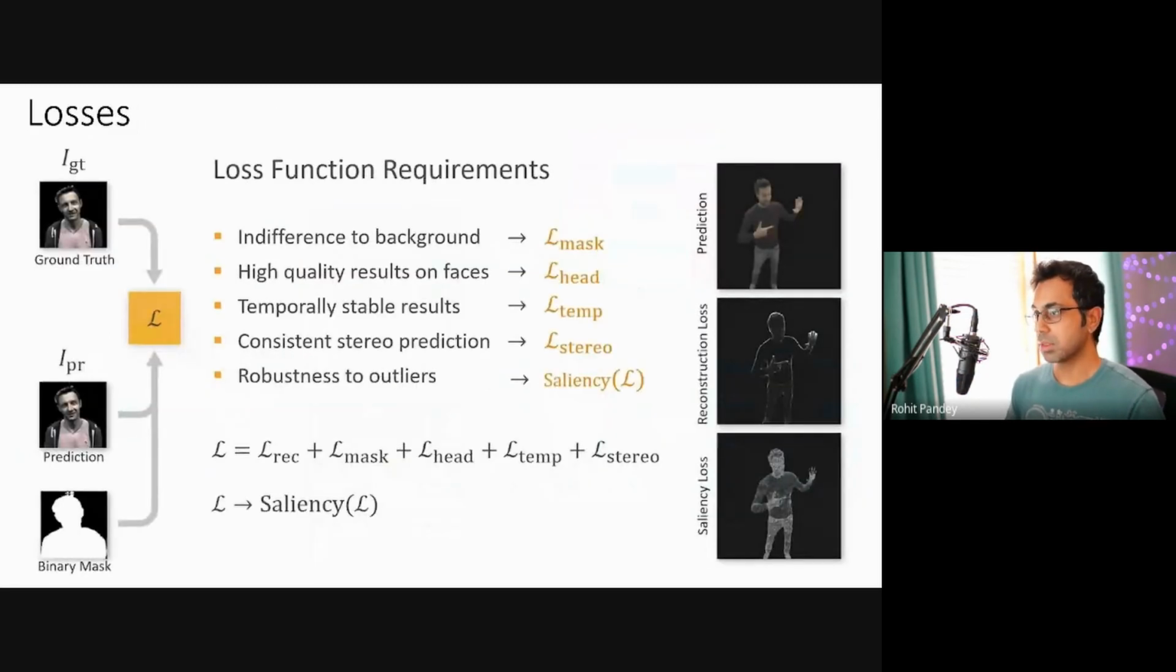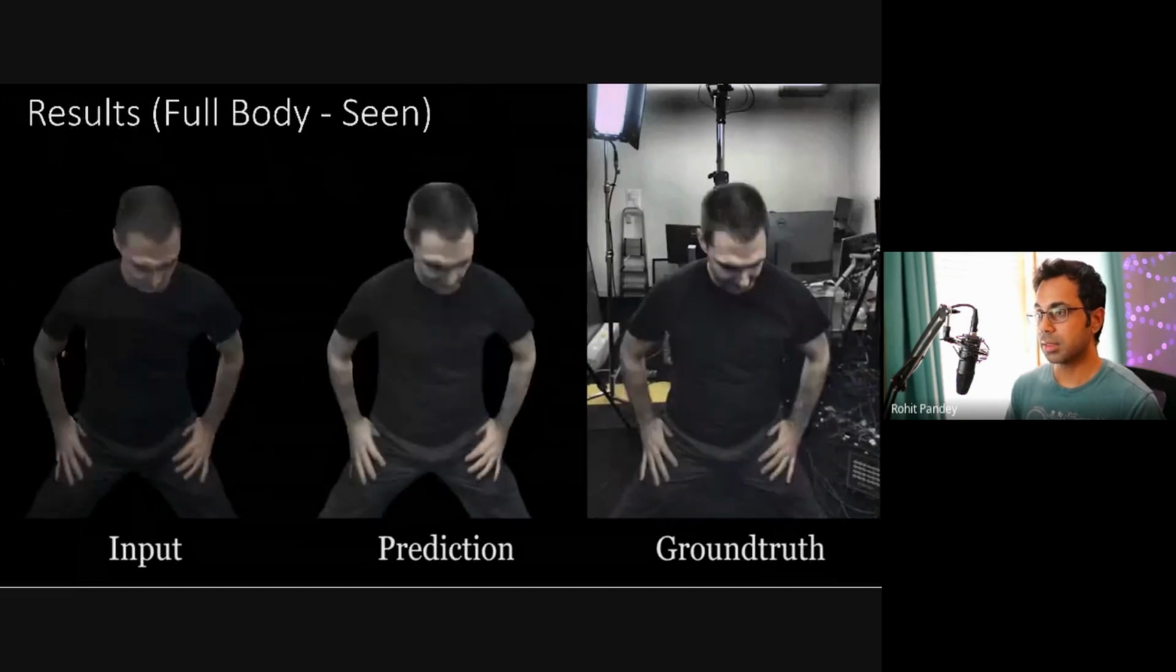There were a bunch of losses that I won't get into details of that made this approach work well. Some key ones were the head loss and the saliency loss, which got us past some issues of our bad quality data at the time. So here you can see the results.